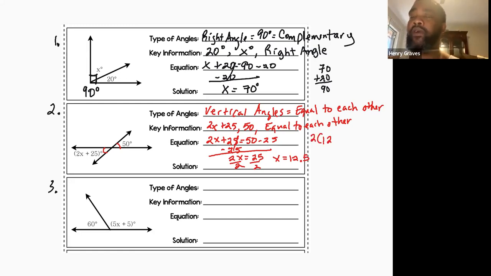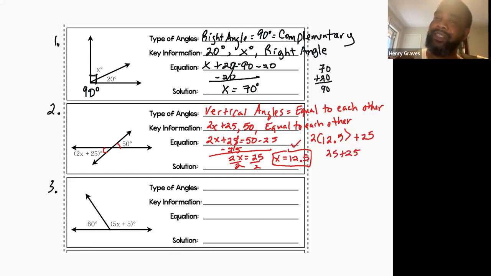2 times 12.5 plus 25. Ha, look at that. 2 times 12.5 is 25, and 25 plus 25 is indeed 50. I was right. So this guy is also 50 degrees, and they're equal to one another, okay? They're also, by the way, acute angles as well, if you also want to write that down to get credit.